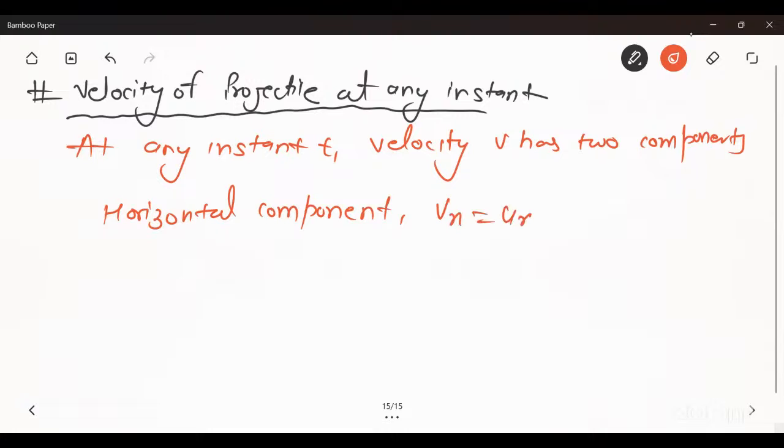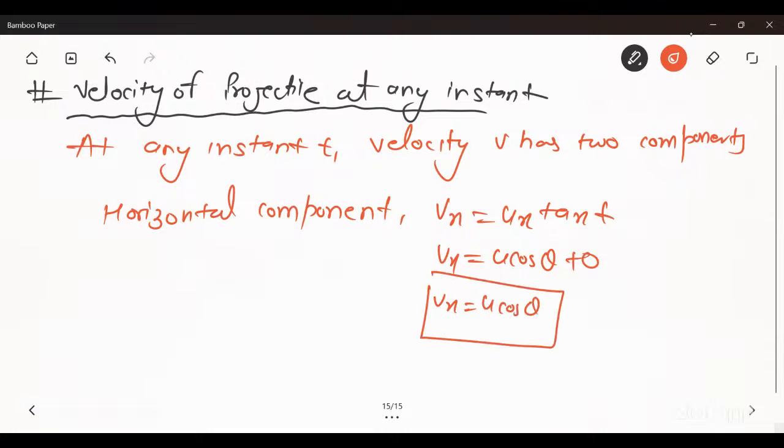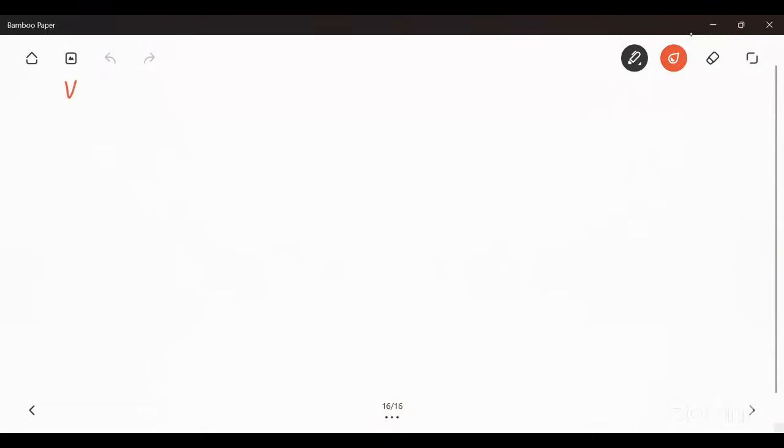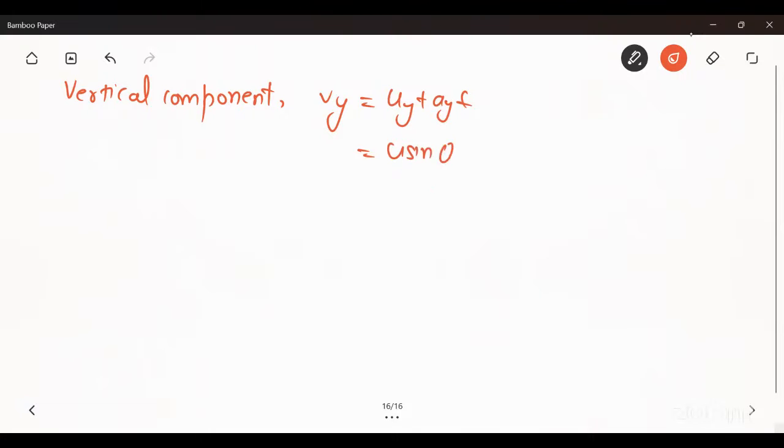Vx is equal to ux plus axt. So ux we know is u cos theta and acceleration is 0. So Vx is equal to u cos theta. So we have a horizontal component of u cos theta. Now come to the vertical component. Vertical component is Vy. Vy is equal to uy plus ayt, which is u sin theta minus gt.